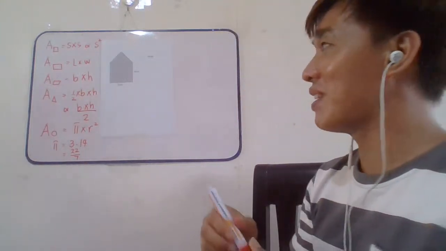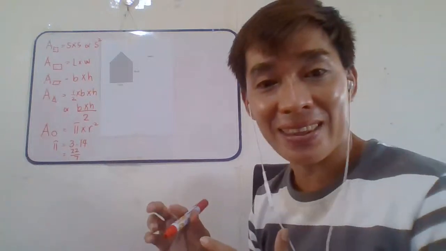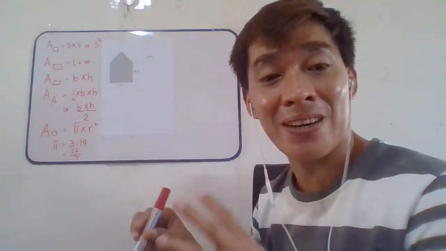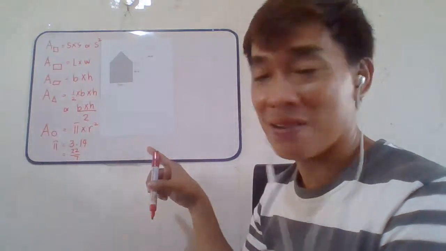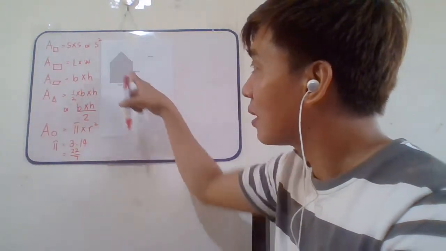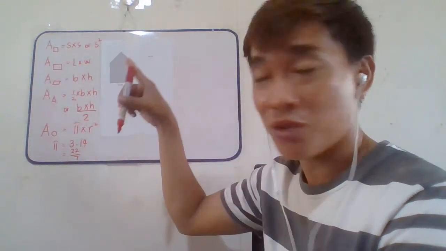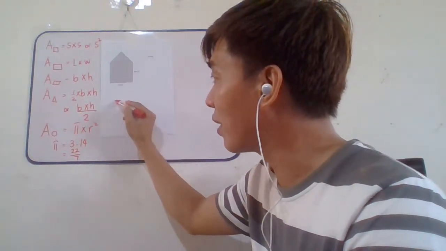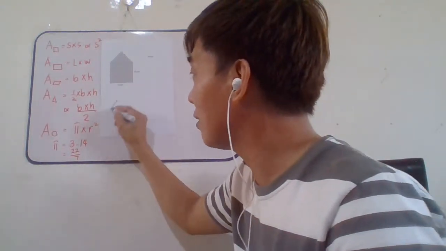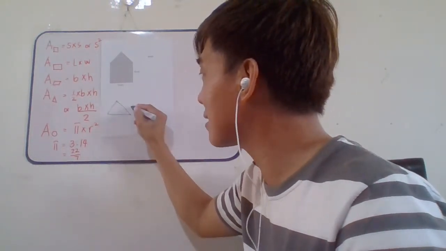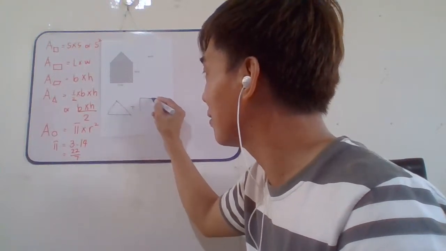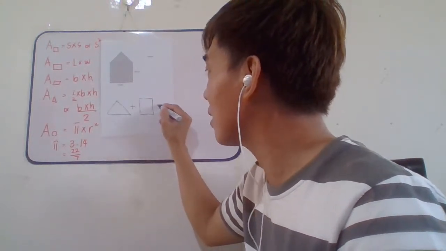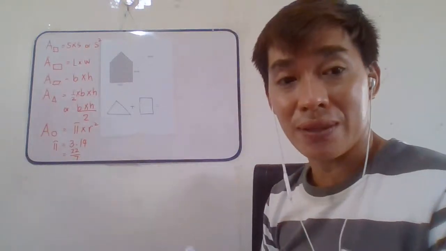This time, allow me to discuss how to get the surface area, the area of this figure. The figure at the top is a triangle. Sorry for that. The figure is composed of the triangle plus the rectangle. So that's already the area of the composite figure.